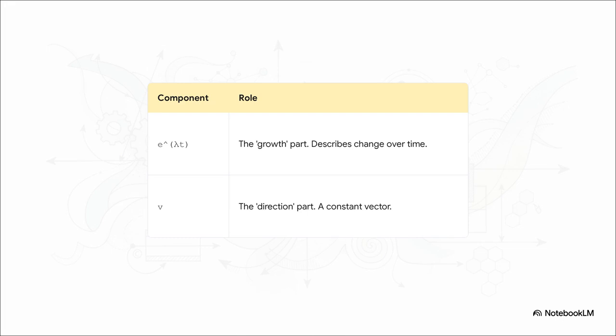Let's break this key down. It's got two really important parts. You've got the exponential, e to the lambda t. That's the engine, right? It handles all the change over time, the growth or the decay. Then you have the vector v. Think of that as the steering wheel. It's a constant vector that just points in one specific direction. So our guess is basically saying the solution just moves back and forth along one single line.